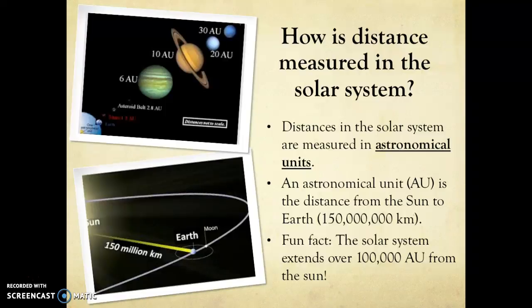So in the solar system, distances are measured in what we call astronomical units, or AUs. An AU is the distance from the Sun to the Earth, which is 150 million kilometers. Now, the solar system actually extends over 100,000 AU from the Sun. So the solar system is still very big, still a lot of distance between objects, but if we were to use light years, we'd have to use a lot of decimals in there. So astronomical units are easier for us to use to measure distance in our own solar system.